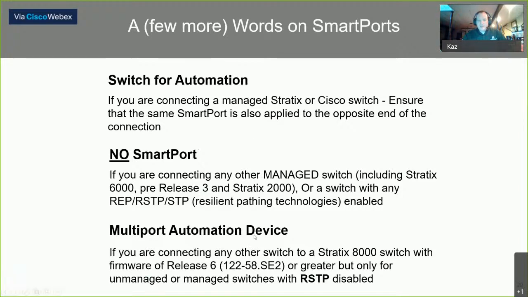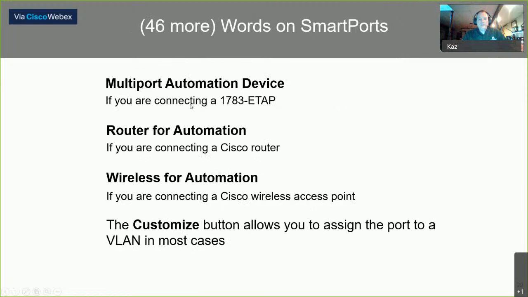Multi-port automation device is where you would have an unmanaged switch, or maybe a lightly managed switch that doesn't have RSTP on it. You'd also use multi-port automation device if you have an ETAP or the EN2TR, for example. In my demo, it's an EN2TR. And routers and wireless, those are for the appropriate Cisco routers and Cisco wireless, not for any router, not for any wireless. And you can also use a customized button, not only to assign port mirroring, but for doing VLANs.